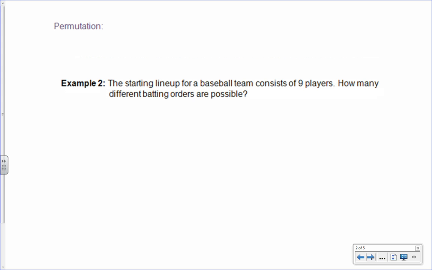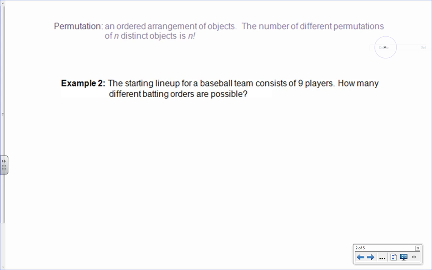So a permutation is an ordered arrangement of objects. Ordered arrangement. The number of different permutations of n objects is a lot of times just called n factorial. And that's if I just have a certain number of objects. And that's basically considering that I'm taking all of them and ordering them.